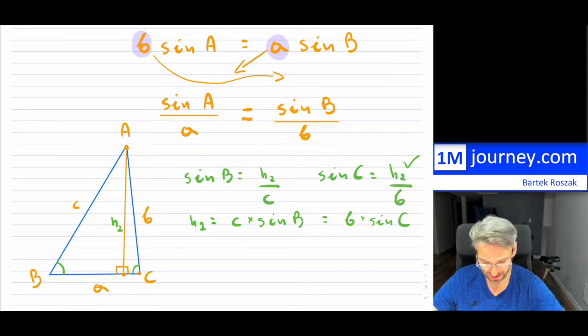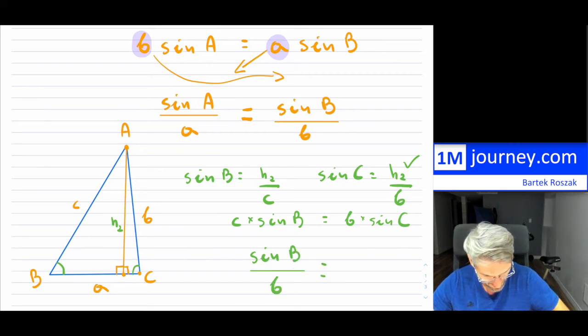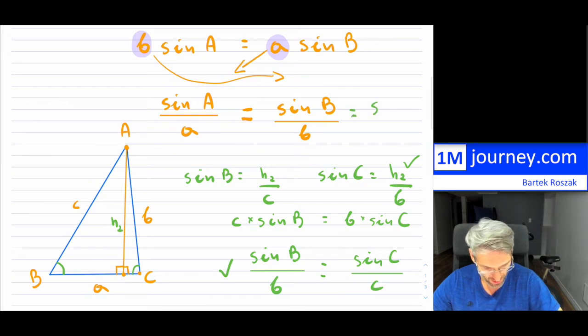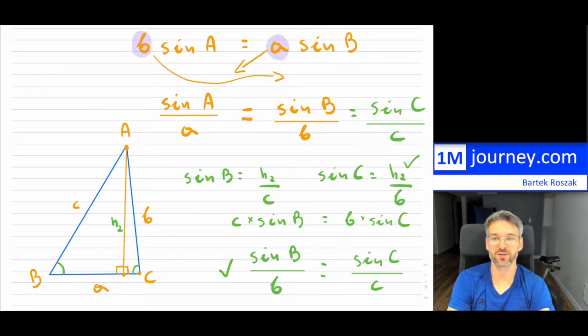Doing exactly the same thing, I'm going to remove this. Now notice that by rearranging this, you get that sine of the angle B divided by B is equal to sine of the angle C divided by C. And therefore, since this is equal to that, we have our sine law. So that's where it comes from, and you can actually derive it on your own.